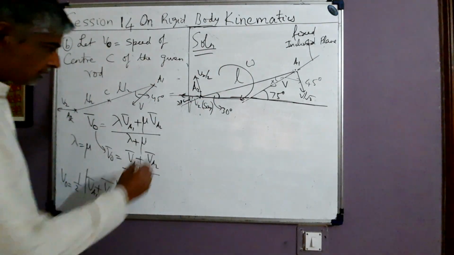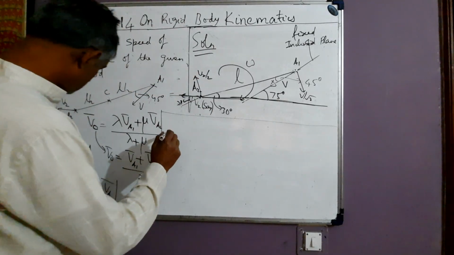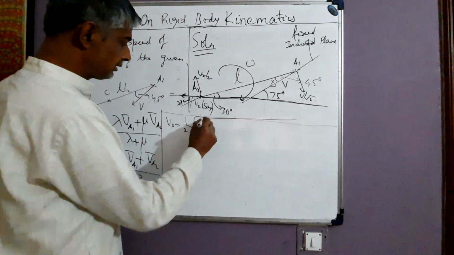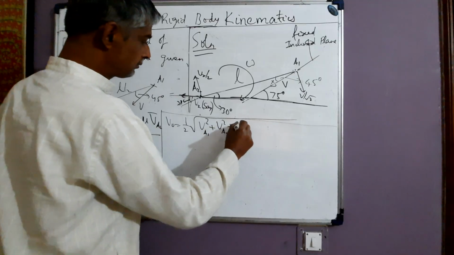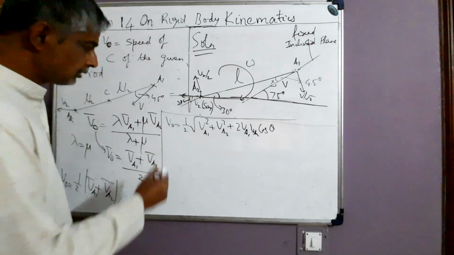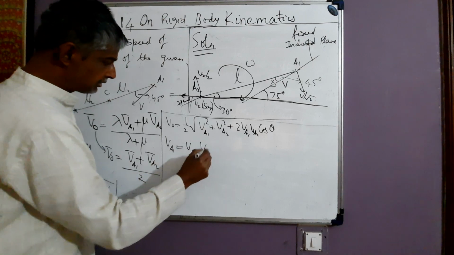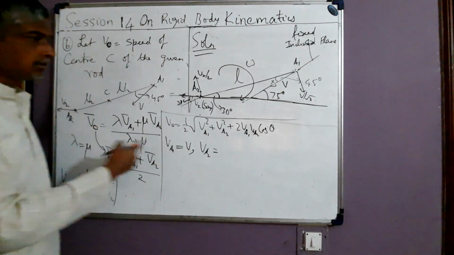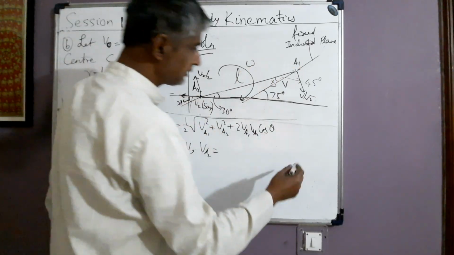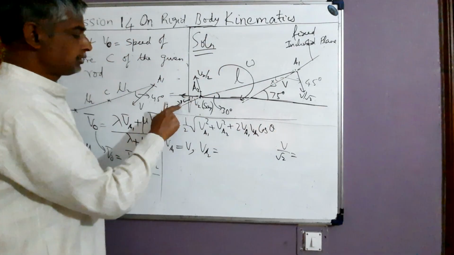Now to find the magnitude of this vector sum, we use the parallelogram law of vector addition. So V0 is just equal to 1 by 2 root under VA1 square plus VA2 square plus 2 VA1 VA2 cos theta, where theta is the angle between VA1 and VA2. Now what is VA1? VA1 is simply V, which is given to us. And what is VA2? VA2 we have determined here, by the constancy of line element length: V cos 45 degree is equal to V2 cos 30 degree.